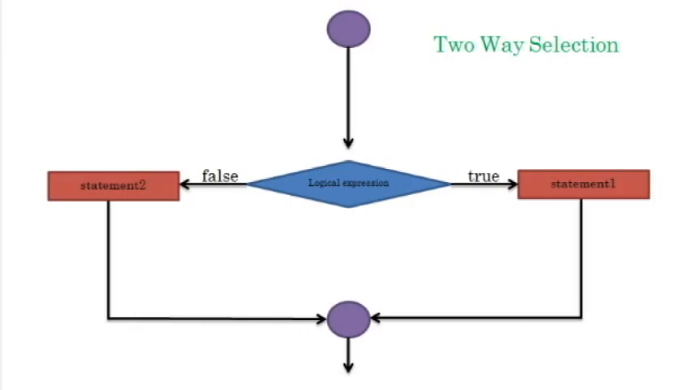Two-way selection. In a two-way selection, if the value of the logical expression is true, statement 1 executes. If the value of the logical expression is false, then statement 2 executes. Multiple way selection. If expression 1 evaluates to true, the result of the conditional expression is expression 2. Otherwise, the result of the conditional expression is expression 3.